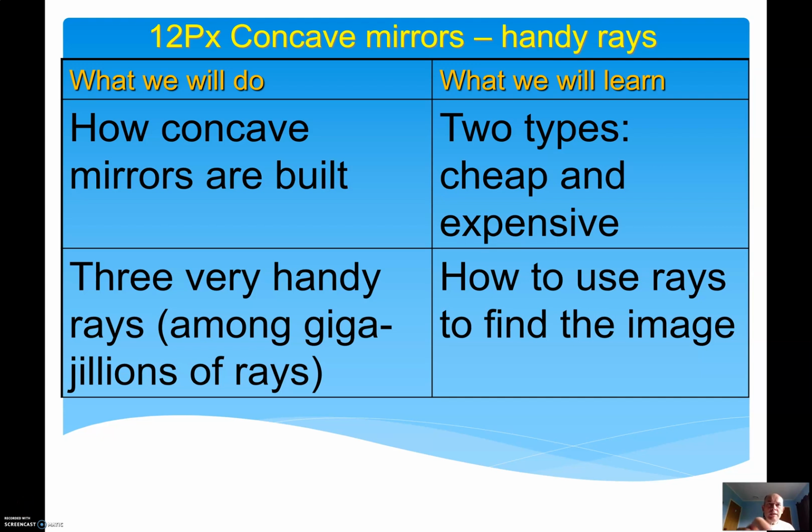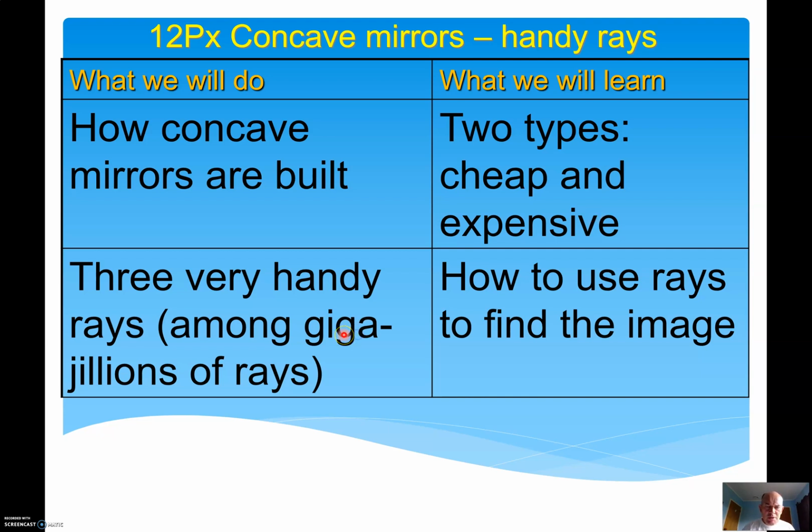Kia ora, hello. Concave mirrors are used a lot in industry and in astronomy. They're also a big chunk of the year 12 physics curriculum in New Zealand. When I look at how they're built, there are two types, and we look at three very handy rays.